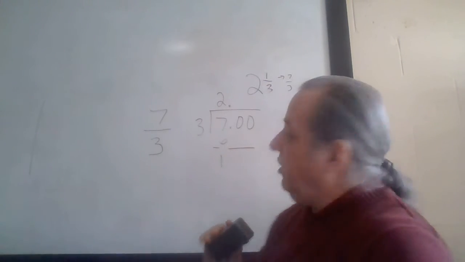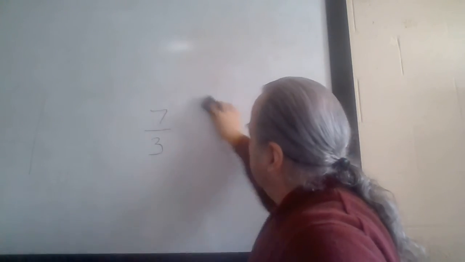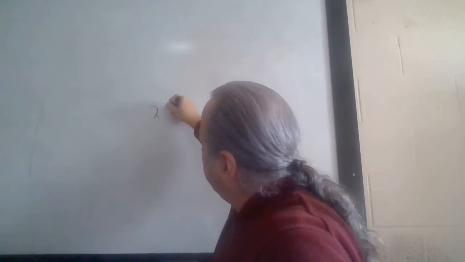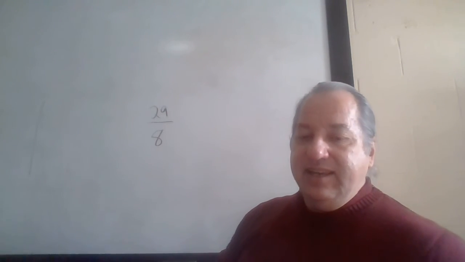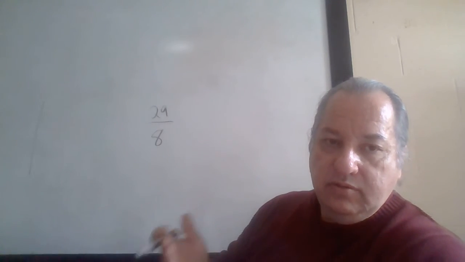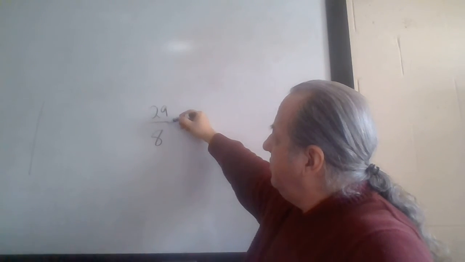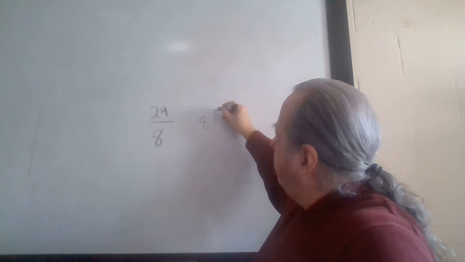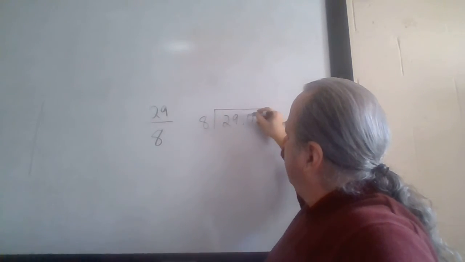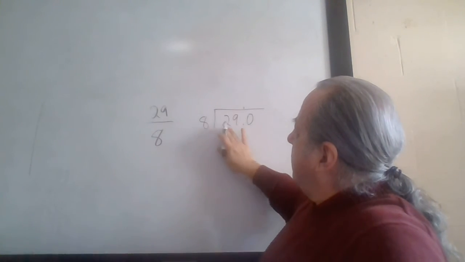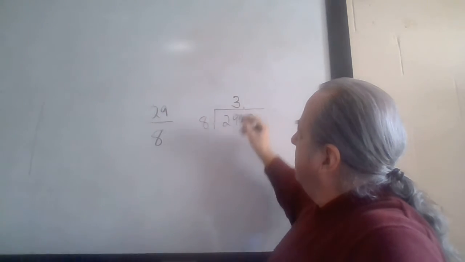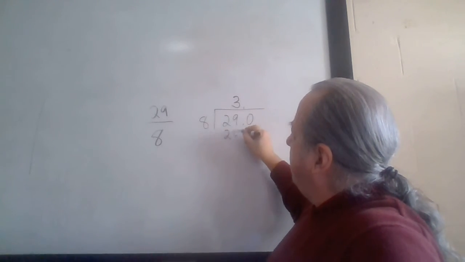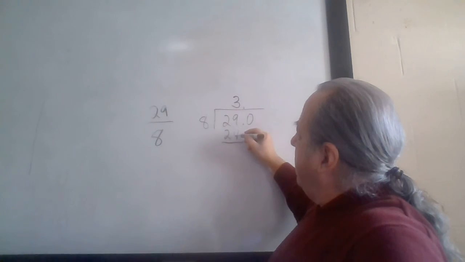Okay, let's try another one, because I know that probably hits you a little bit to try to soak it all in. So let's try another one together. 29 over 8. So again, remember, this is a division problem. 29 divided by 8. So we set up this way. 8 doesn't go into 2, but 8 does go into 29 3 times. That's going to be my whole number. Multiply back. 3 times 8 is 24. Subtract. 29 minus 24 is 5.